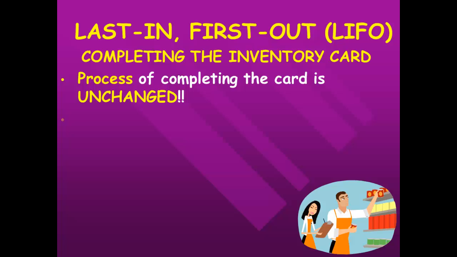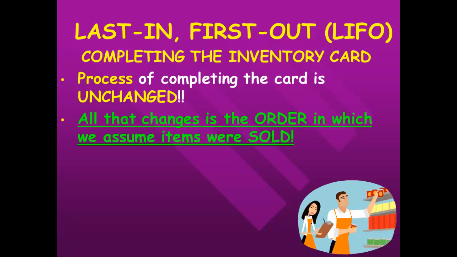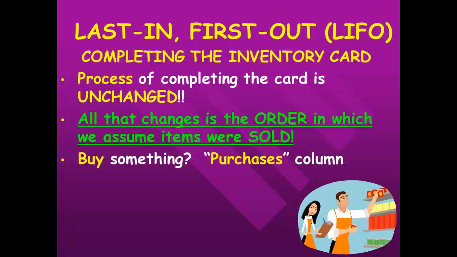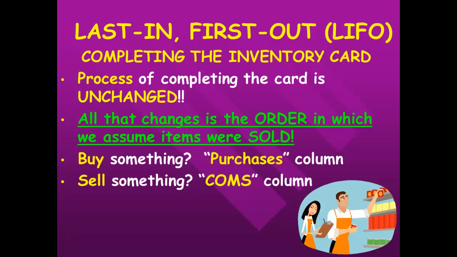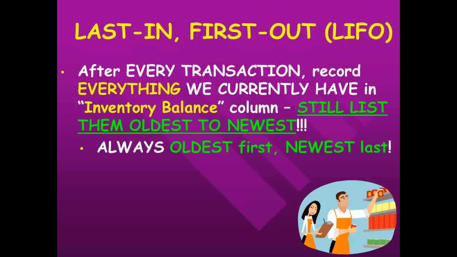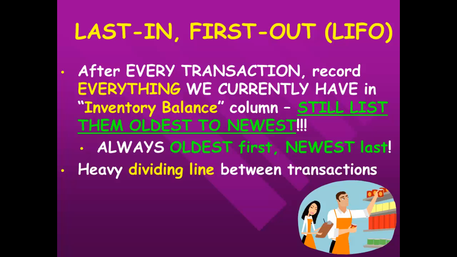The process of completing the inventory card is unchanged. We're going to do the exact same thing we did previously. All that's going to change is the order in which we assume we sold our inventory. Everything else is the same. If we buy something, it goes in the purchases column. If we sell something, it goes in the cost of goods sold column. After every transaction, we're going to write everything we have, oldest to newest, in the inventory balance column, just like we did under FIFO. Always oldest to newest. And we're still going to draw that dividing line after the transactions.